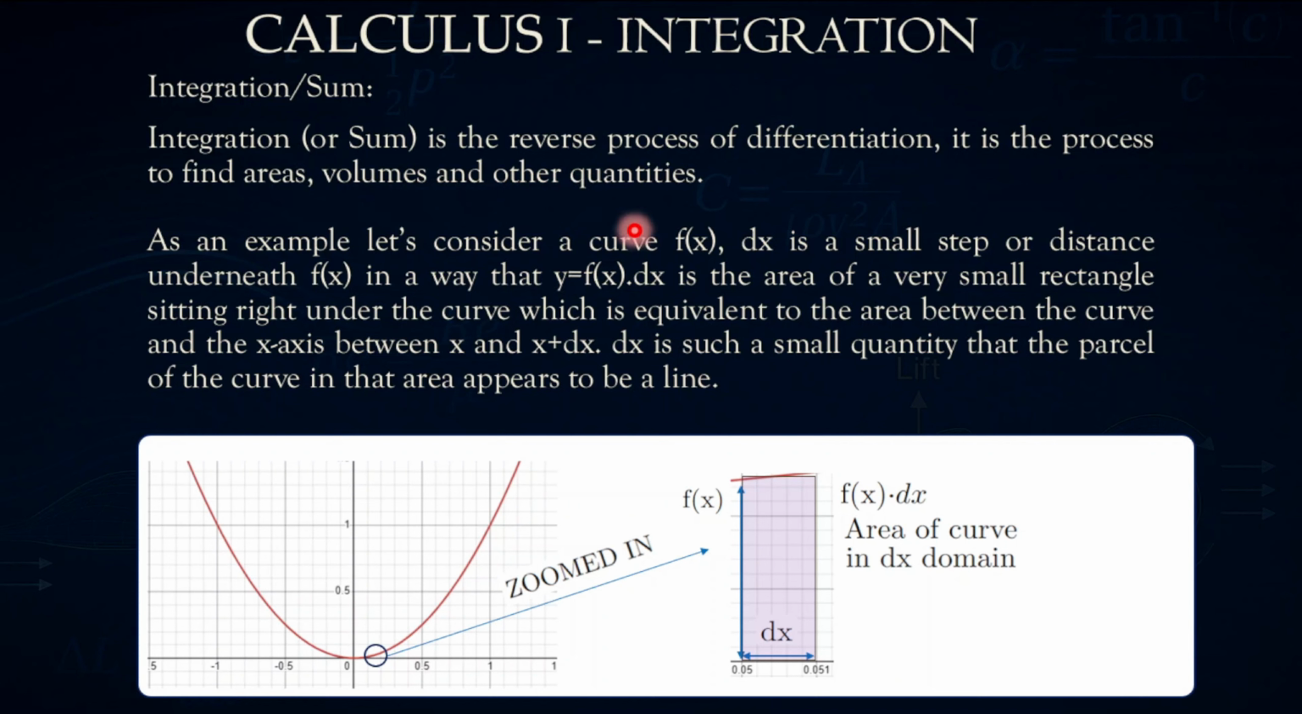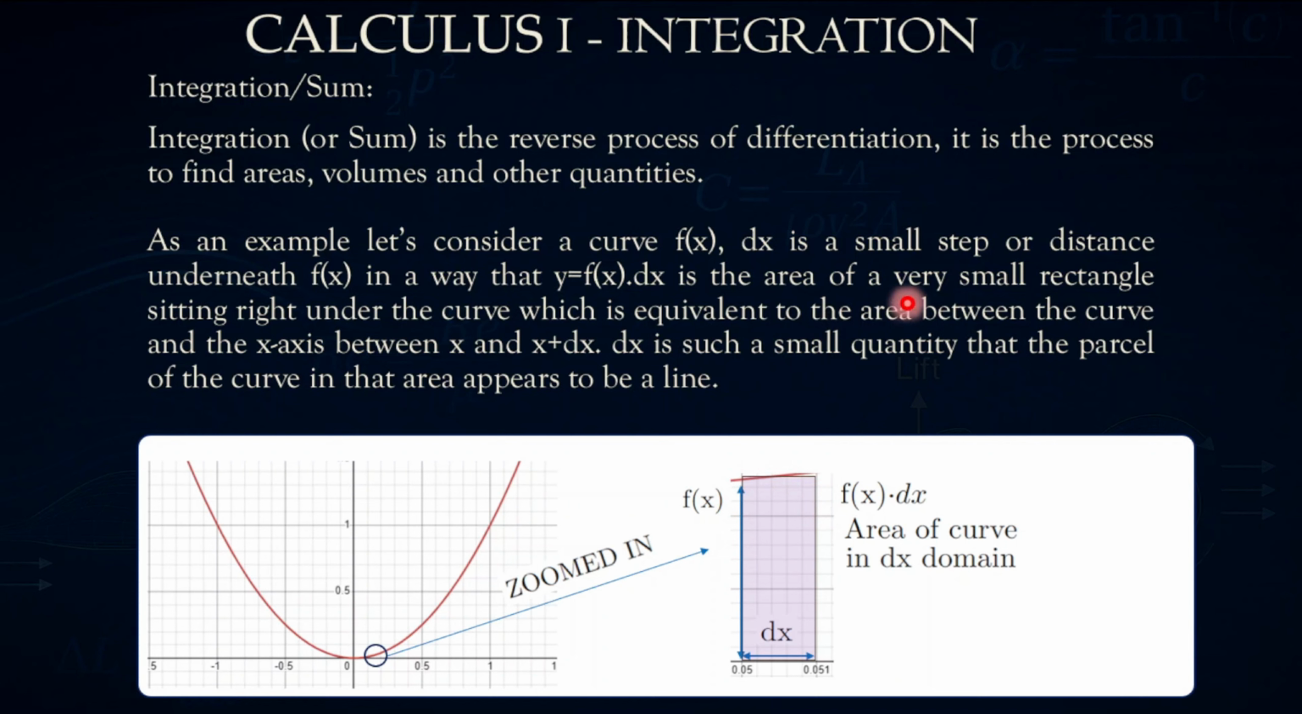As an example, let's consider a curve f(x), like f(x) equal x squared, where dx is a small step or distance underneath f(x), in a way that y equal f(x) dx. That's the area of the rectangle right underneath that section of f(x), where f(x) is the height of the rectangle in this domain, which is bounded by x and x plus dx. So dx is a small step, or the width of the rectangle, and f(x) is the height of the rectangle in this small section of the curve.